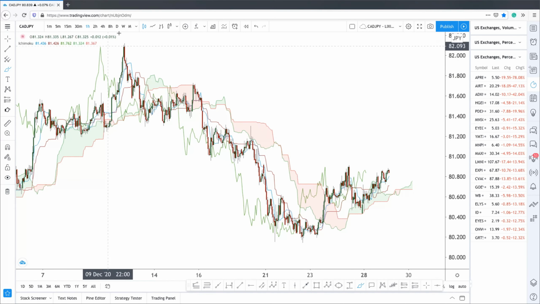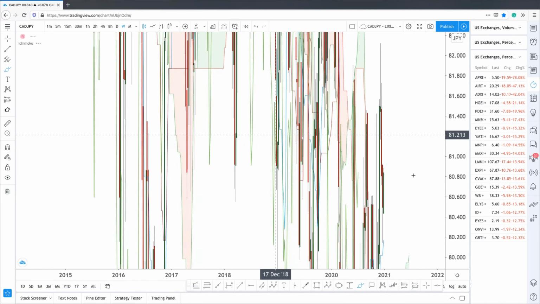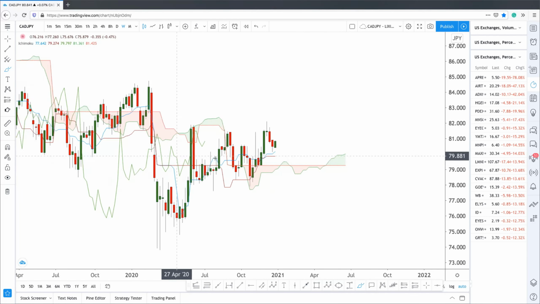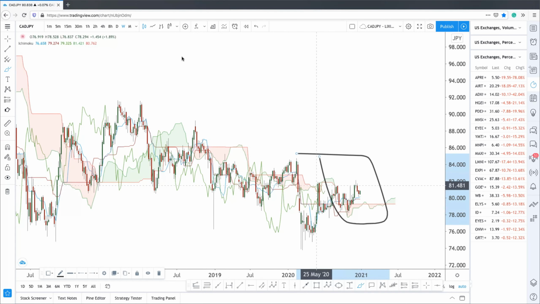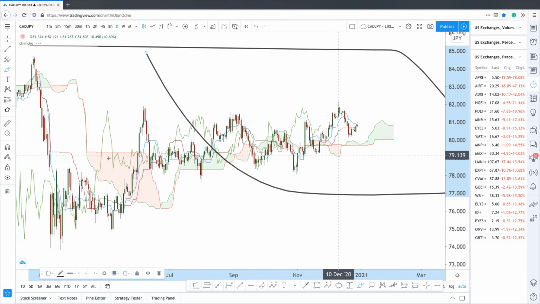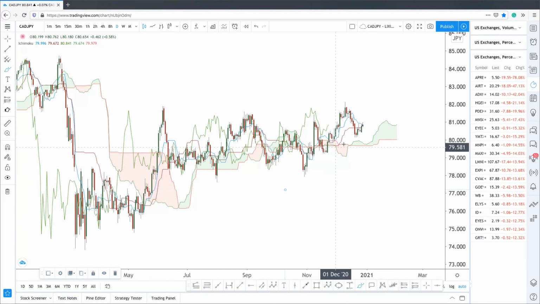I will show you guys why. Even if I'm just using Ichimoku Cloud, you can see it's holding above the cloud on the weekly time frame. You just focus on the recent price. It's holding above the cloud, and also more importantly, you see on the daily, it's holding above the cloud as well.